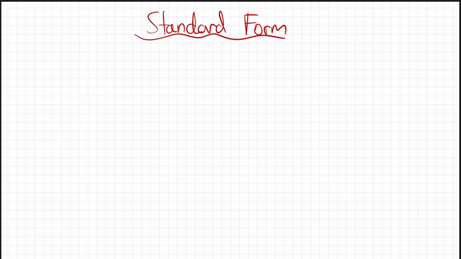In this tutorial I'm going to be explaining how to use standard form. Standard form basically just means writing a number between 1 and 10 times 10 to some power. Let me show you what I mean.